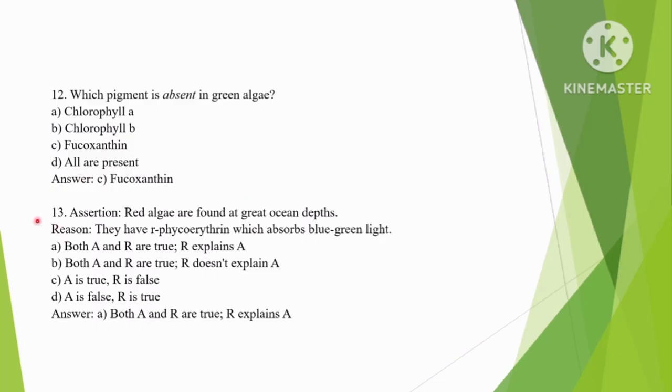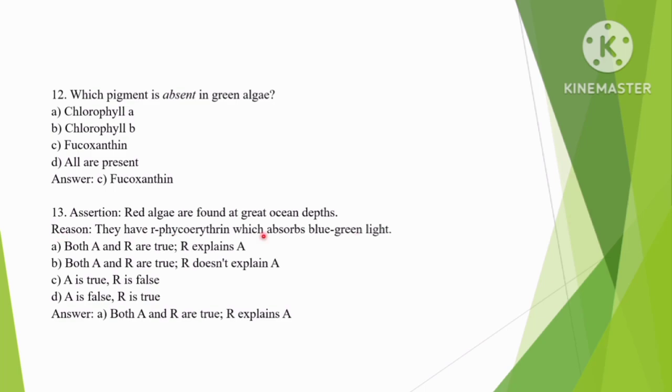Then question 13. It's an assertion and reason type question. Go through the statement which is given very clearly, then only you will be able to answer it in the right way. So here the assertion is, red algae are found at great ocean depths. Okay, that's a true statement. Reason, they have R-phycoerythrin which absorbs blue-green light. Yeah, the reason is also true.